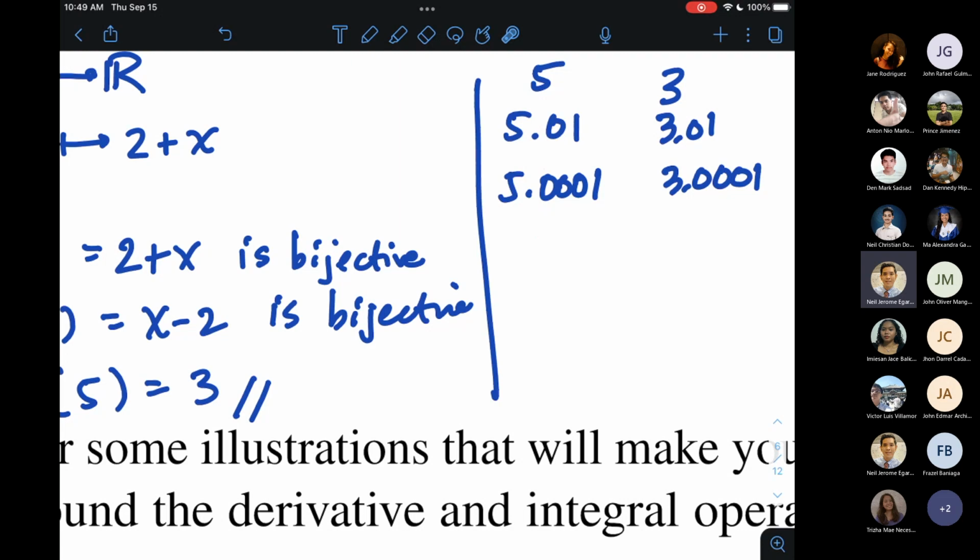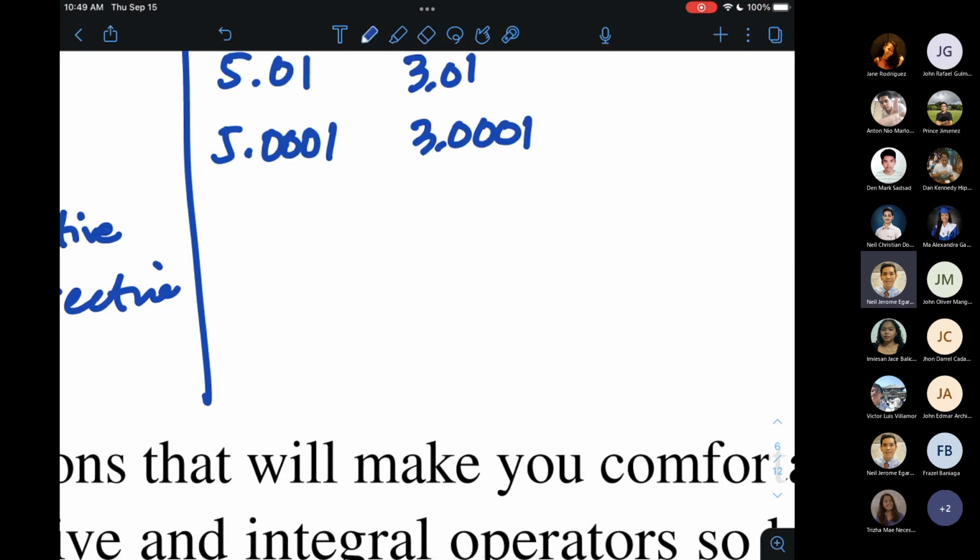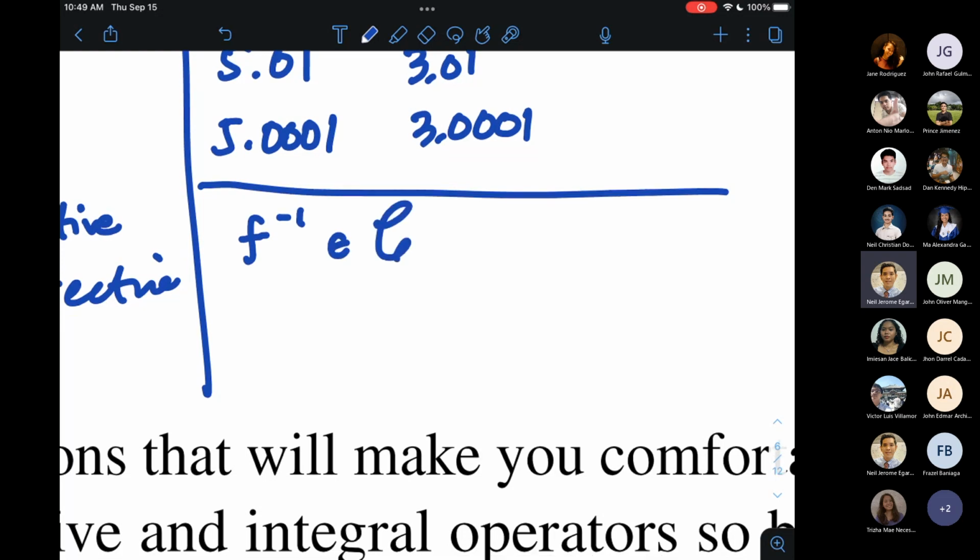Pero paano natin ma-argue yung talagang pagiging well-posed niya? Kailangan ipakita natin that the problem or the solution depends continuously on the given data. And how can we do that here? Well, we will borrow the concept of continuity. All right. So how do I say this? Well, I can argue that F inverse is continuous. Kasi yung solution scheme natin ay si F inverse, right? So I can say that F inverse is continuous on the set of real numbers.